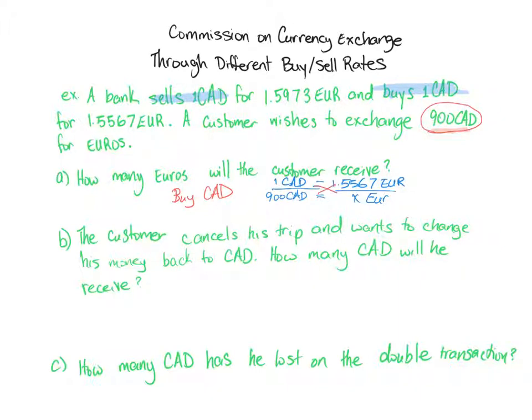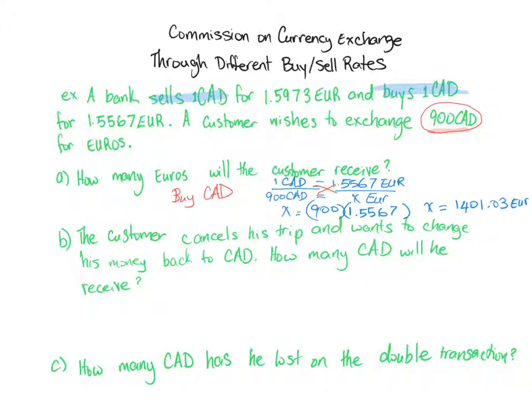So we get that x is equal to 900 multiplied by 1.5567, and when we multiply those two numbers, we get that x is equal to 1,401.03, and that's euros because that's coming from right here. So x is equal to 1,401.03 euros. So now this guy is like, I don't want to go away anymore. I want to stay put. I don't want these euros anymore. I just want my Canadian dollars back.